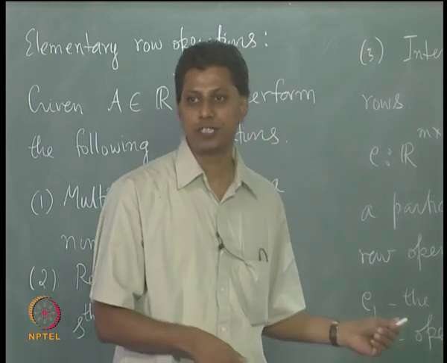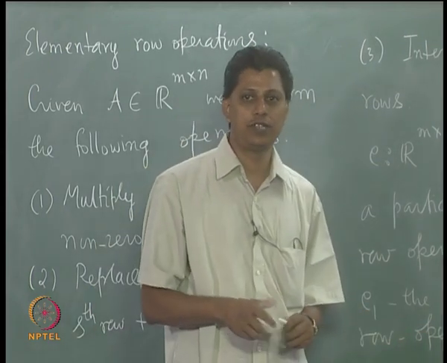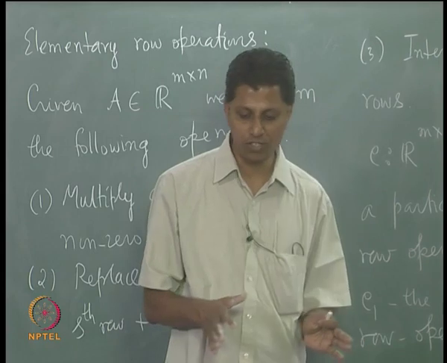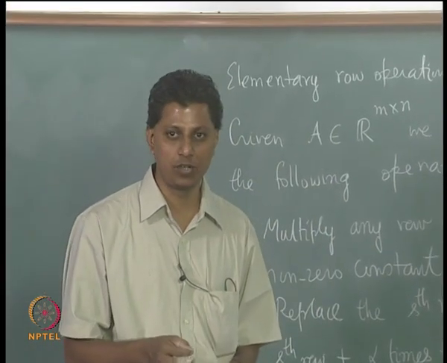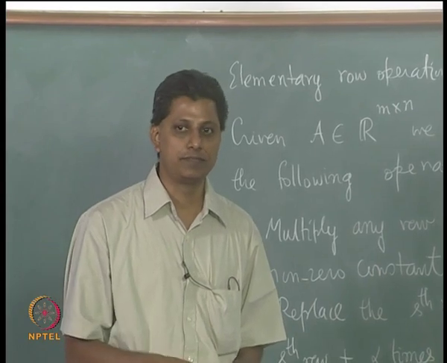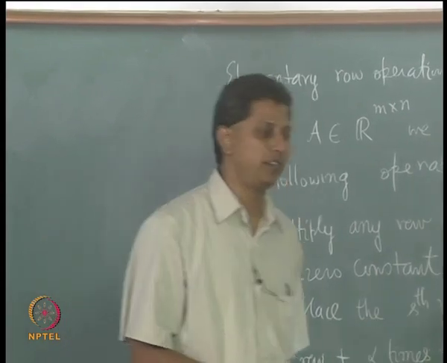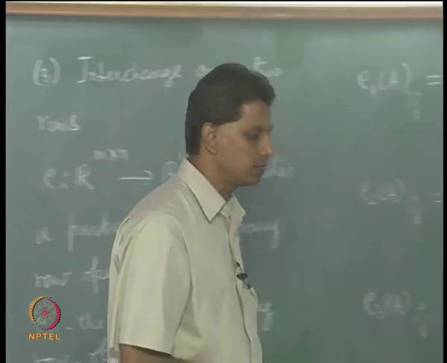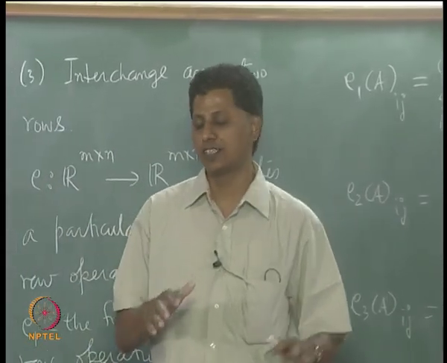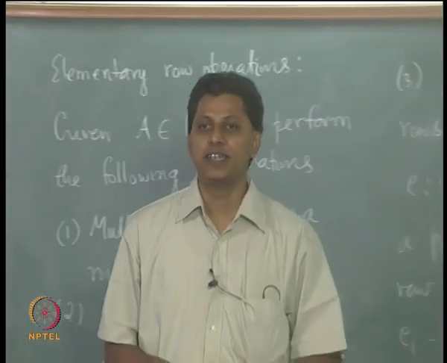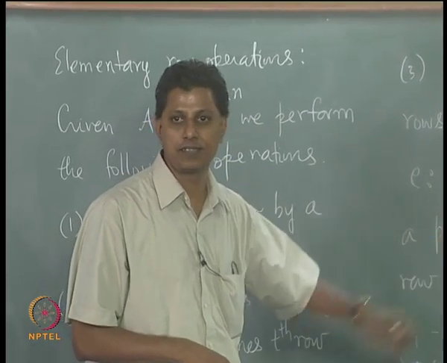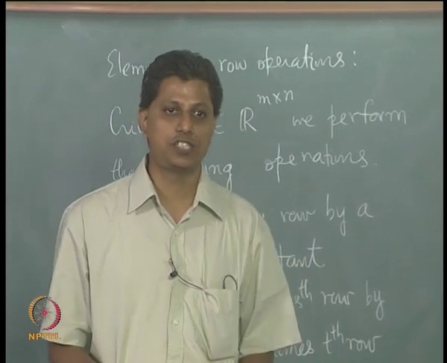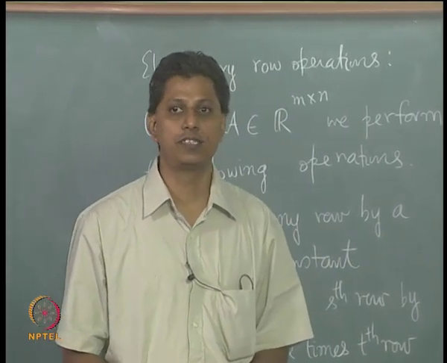Using this definition, we'll be able to show that the inverses of these elementary row operations are also elementary row operations. Not only that, they are of the same type. That will be useful in reducing a system to a system of the type Cx equal to D with a specific structure for C. So I will stop at this for today.